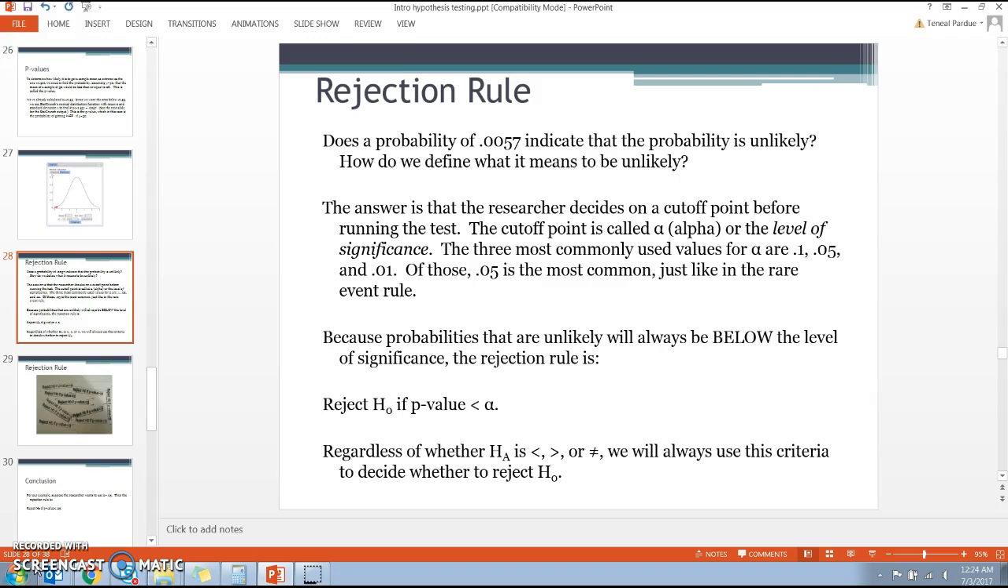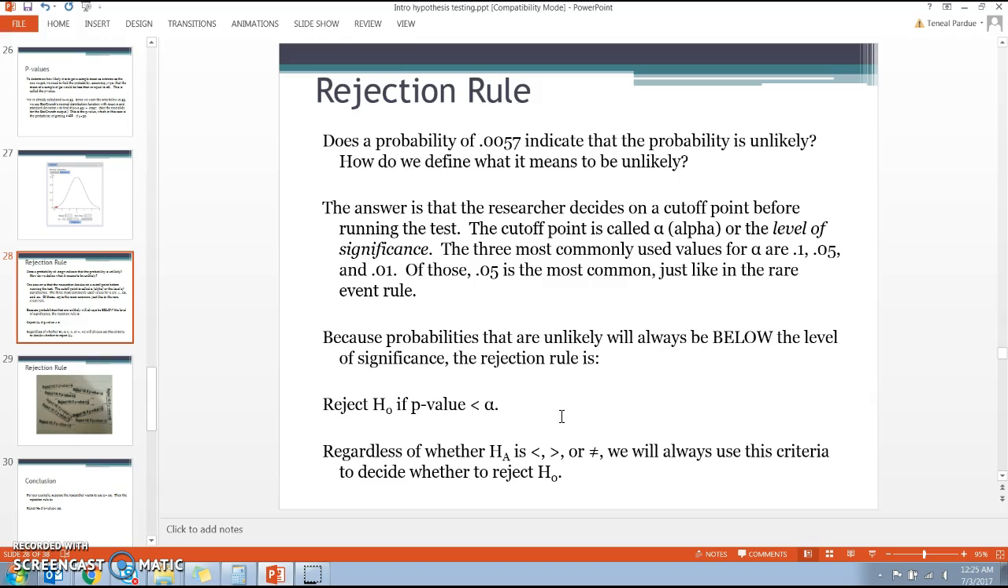And the rare event rule actually comes from that. It's the 0.05. If you remember, we said a probability less than 0.05 is considered rare. So probabilities that are unlikely are always going to be below that level of significance. So the rejection rule is always reject H0 if the p-value is less than alpha, the alpha given in the problem.